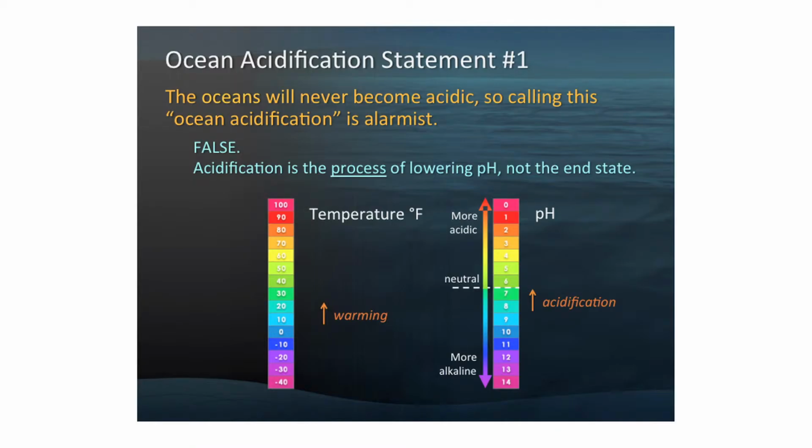Now, one of the most important statements that you will hear by the deniers is that the oceans will never become acidic, so calling it ocean acidification is alarmist. This is false. The reason why it's false is that acidification is the process of lowering the pH, not the end state. It's the direction we're going.